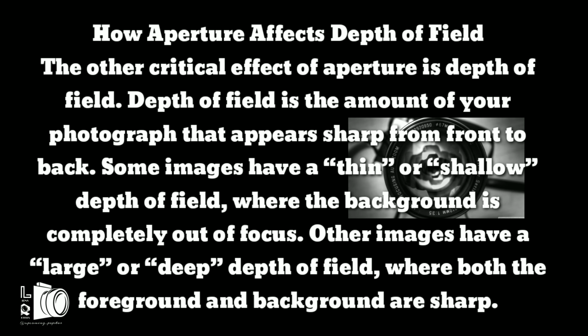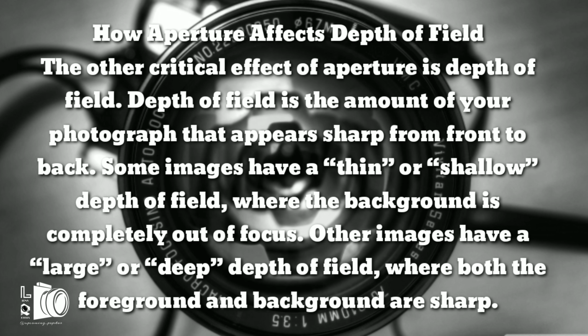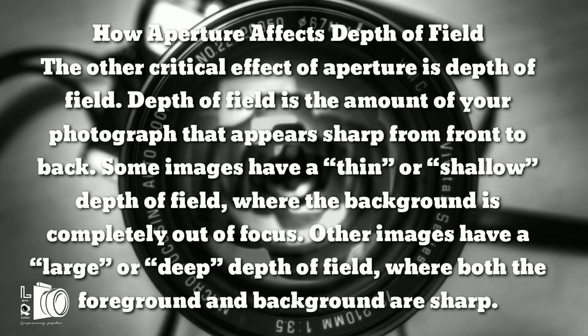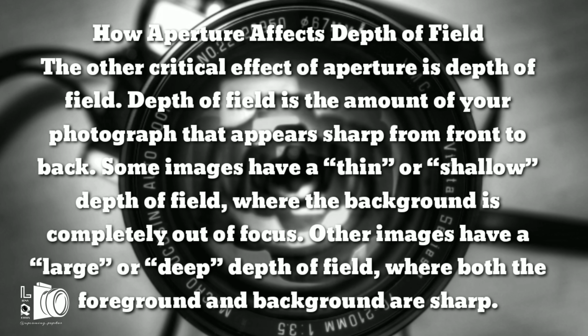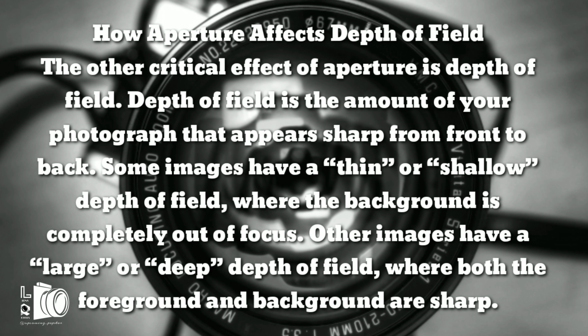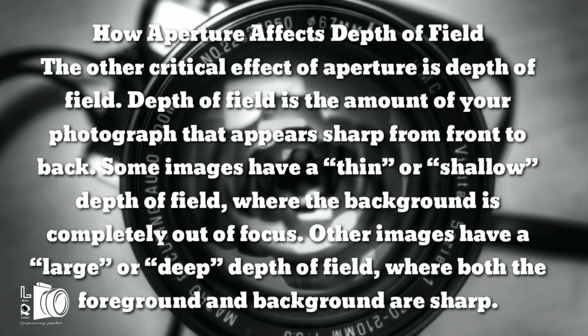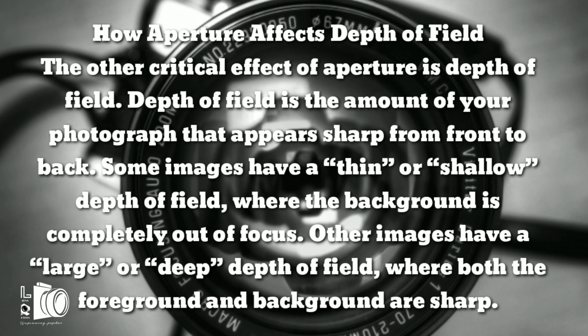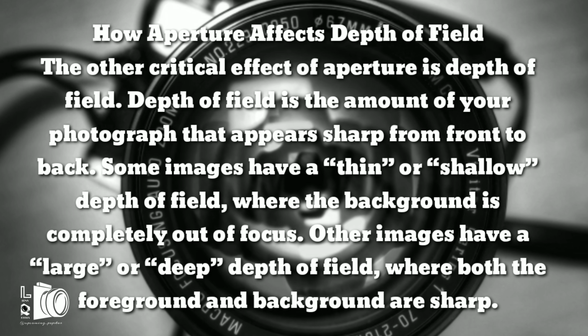How aperture affects depth of field. The other critical effect of aperture is depth of field. Depth of field is the amount of your photograph that appears sharp from front to back. Some images have a thin or shallow depth of field, where the background is completely out of focus. Other images have a large or deep depth of field, where both the foreground and background are sharp.